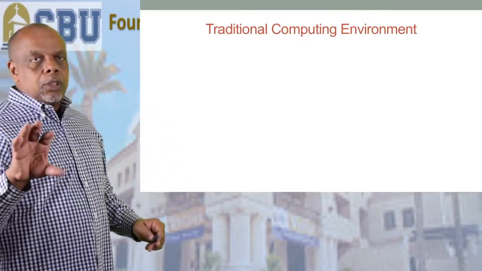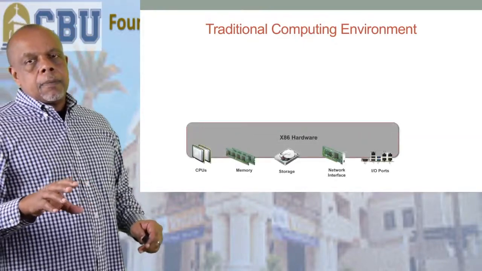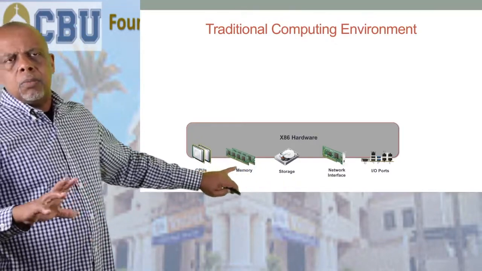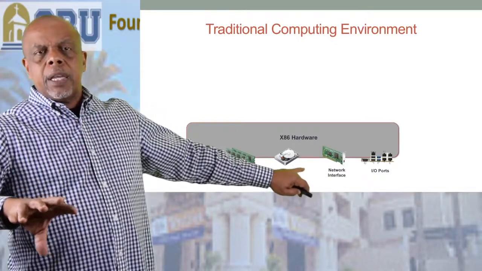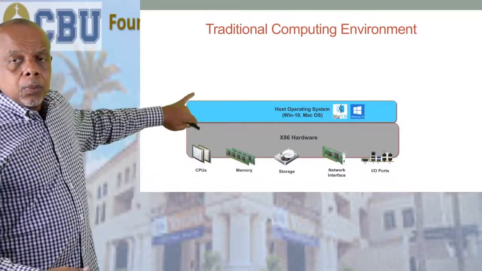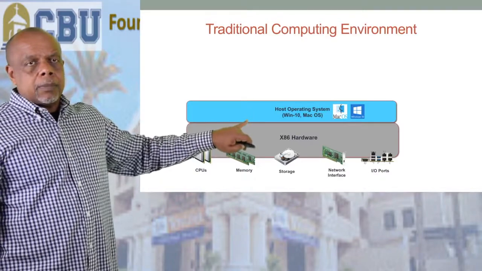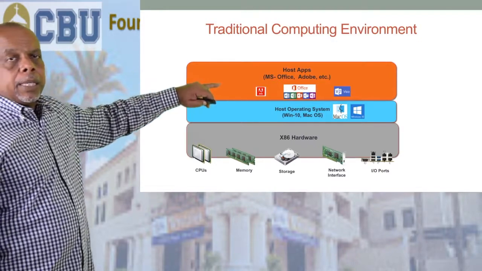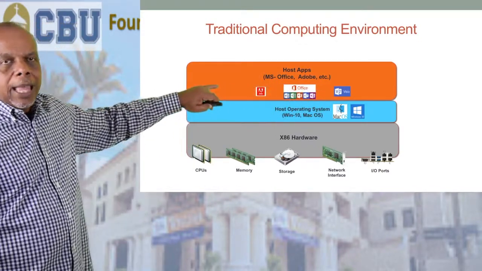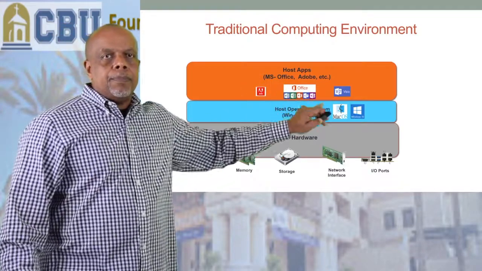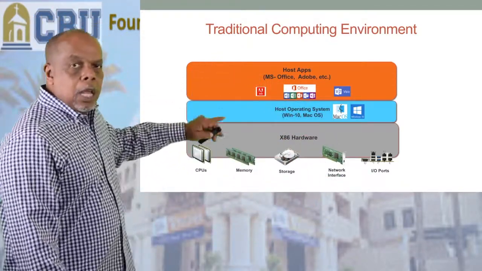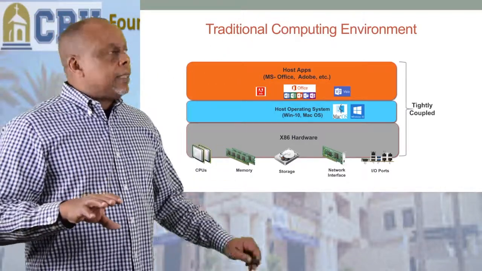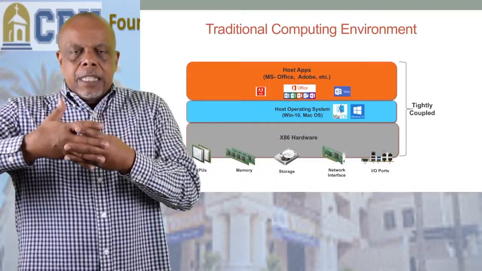When we think about traditional computing, in a traditional computing environment, we start out with hardware. We talked about this before. Your hardware consists of your CPU, memory, storage, network interface, your I/O ports. On top of that hardware, we said we install an operating system. That could be Windows 10, it could be Mac OS, whatever. On top of that, we install applications, we call them host applications. Office, Visio, whatever your applications are. That's our traditional model. If you've got a computer at home, I've got one at home, that's how they traditionally work. These are what we call tightly coupled. They all fit together really tightly.